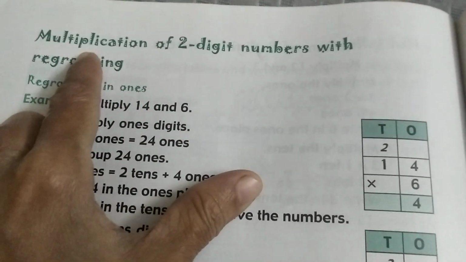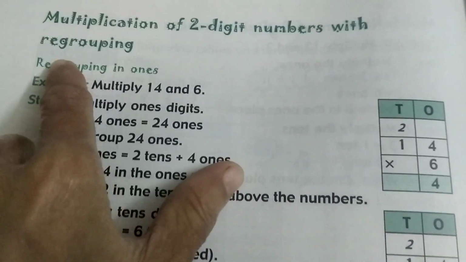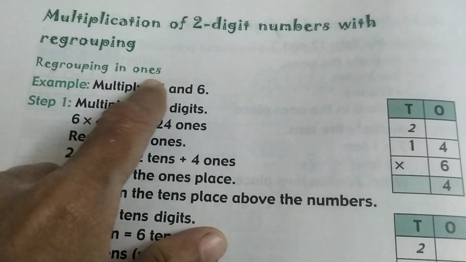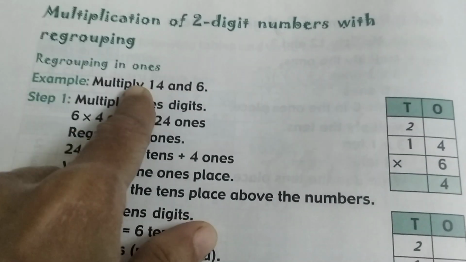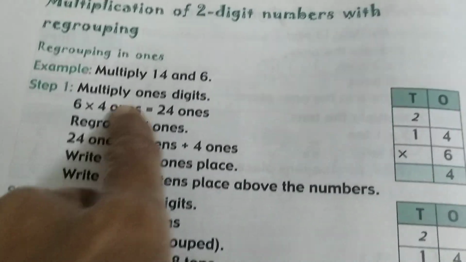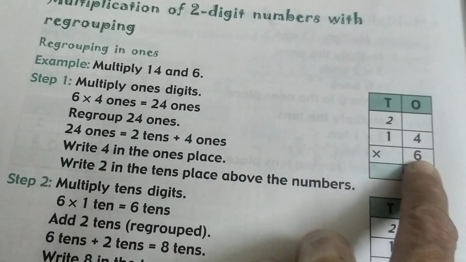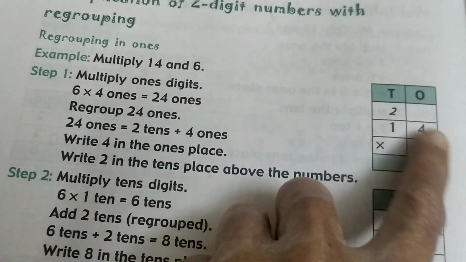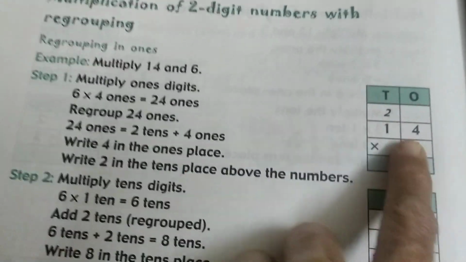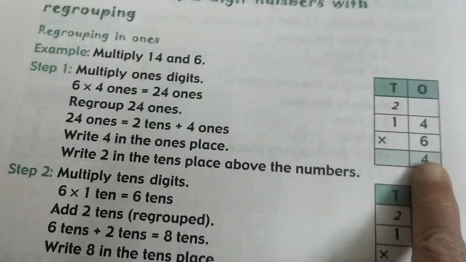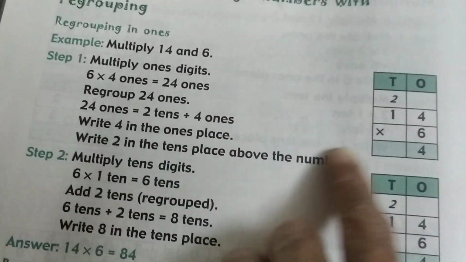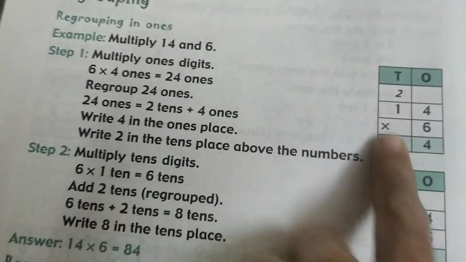Children, I am going to tell you now the multiplication of two-digit number with regrouping. First, we have to regroup in ones. Multiply 14 and 6. So, multiply ones digit, that is 6 into 4, 24. So, 24 ones. So, regroup 24 as 2 tens and 4 ones. Write 4 in the ones place and 2 in tens place above the numbers.